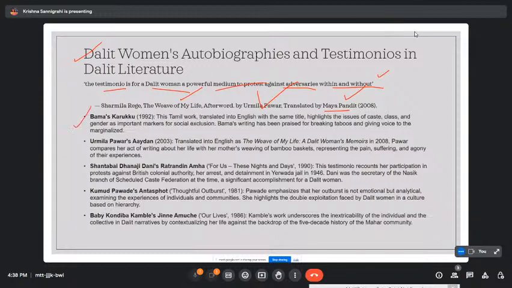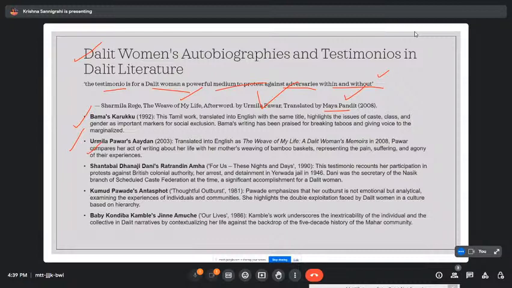Bama's Karukku, this Tamil work translated into English with the same title, highlights the issues of caste, class, and gender as important markers for social exclusion. Bama's writing has been praised for breaking taboos and giving voice to the marginalized. Urmila Pawar's Aidan, which is translated into English as The Weave of My Life, a Dalit woman's memoir in 2008: Pawar compares her act of writing about her life with her mother's weaving of bamboo baskets, representing the pain, suffering, and agony of their experiences.